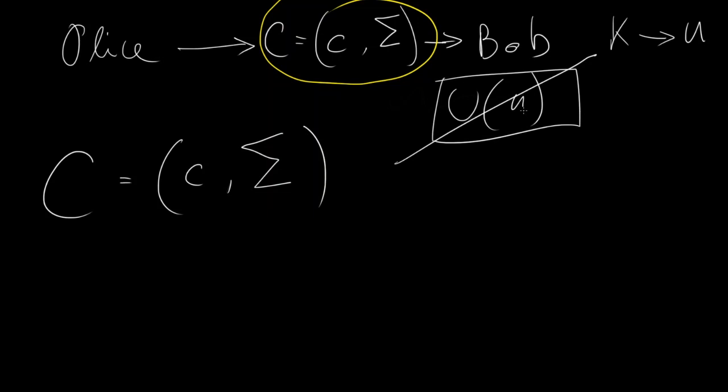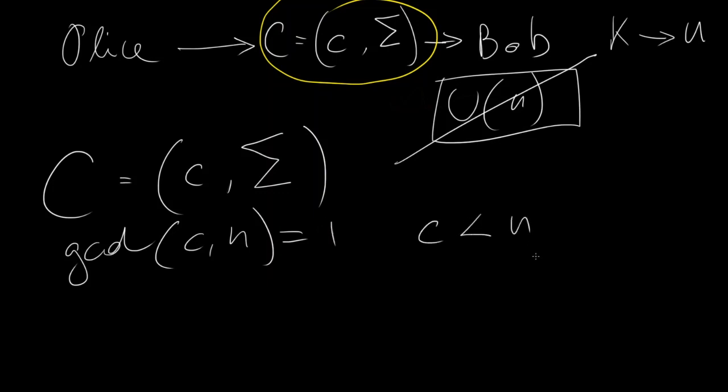And so what do I know about c? Because U_n is a group and the group has the closure property, we know that c, which is generated by multiplying elements together modulo n, is less than n and coprime with n, because c is an element of the group. So we know that the GCD between c and n is equal to 1, and also that c is less than n. This is what I know if I only have this.